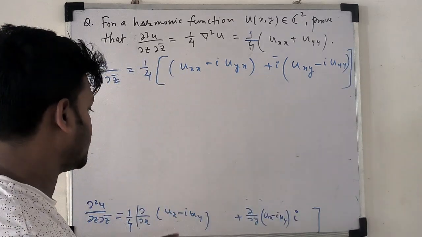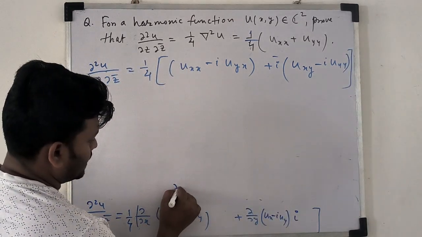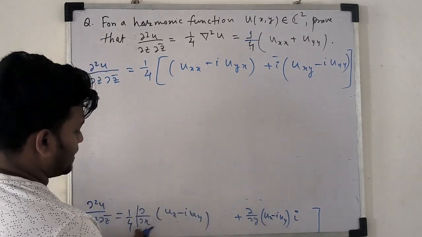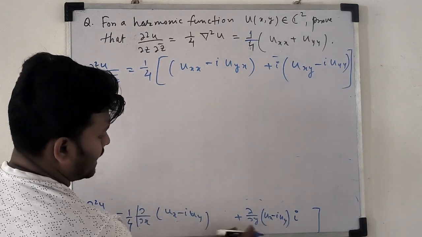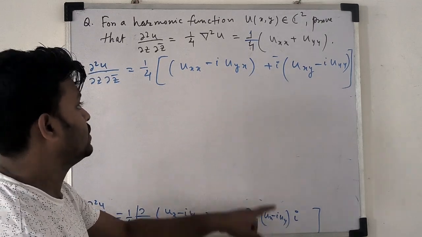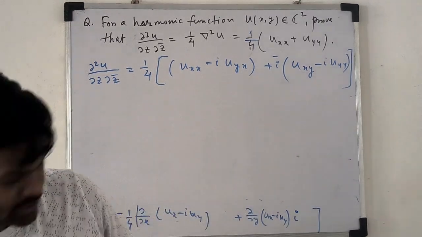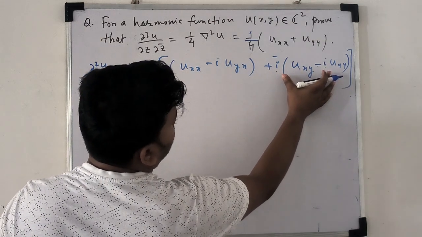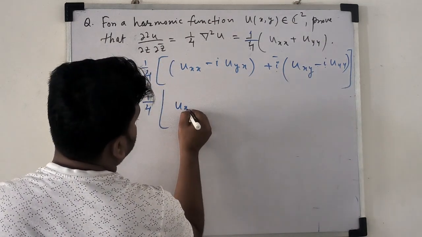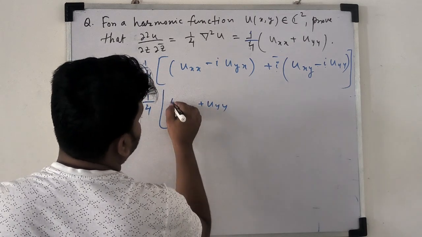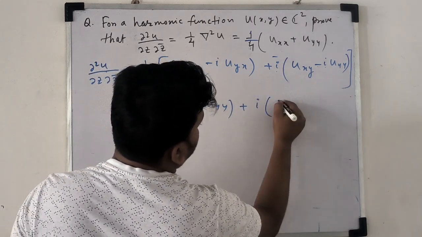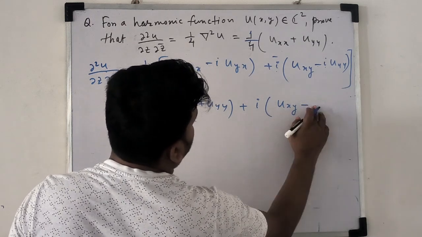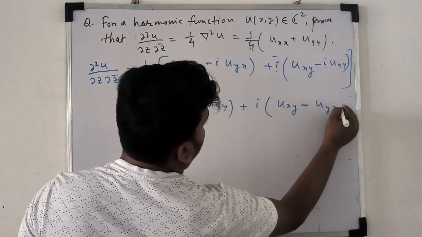Okay, so from this we get ∂u/∂z. We put this value here and differentiate with respect to x and y. Now we calculate: i times i is −i², so this will be plus 1. So this will be uxx + uyy, plus i times uxy, and minus i times uyx.